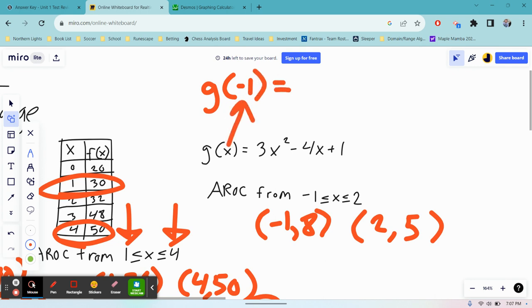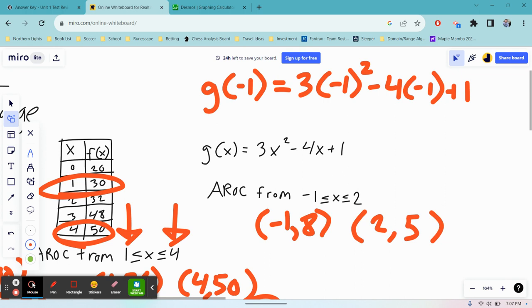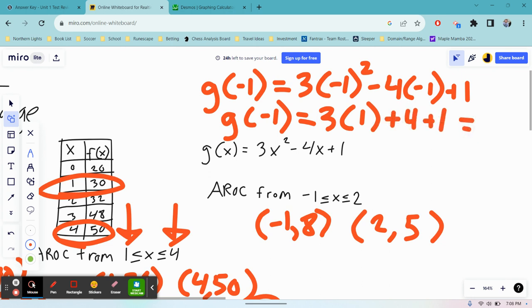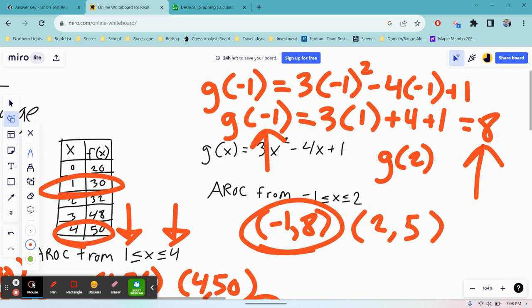Notice I even replaced this x with a -1. Is 3 times -1 squared minus 4 times -1 plus 1. So g of -1 is 3 times 1 plus 4 plus 1, which is 3 plus 4 plus 1 is 8. Oh my gosh, shocker. Okay, we're going to do the same thing with g of 2, because now instead of x, we want to use 2 to get the last point. Because again, we only care about the first point and the last point. We found the first point, meaning we plugged in -1, and we got out 8. So our point is (-1, 8).